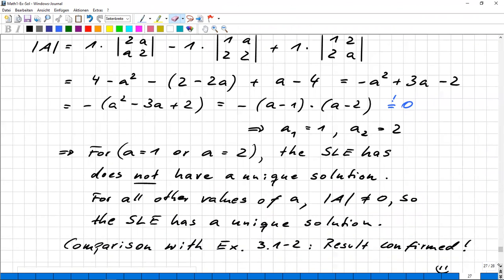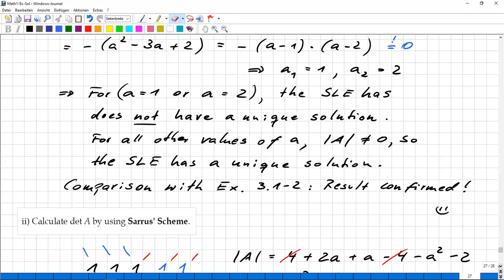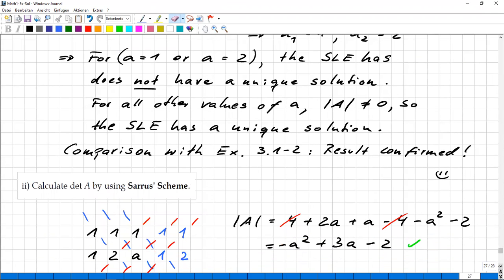And here I put this as a remark, for all other values of A, that's important. This system of linear equations must have a unique solution, because then the determinant is unequal to 0. That's sufficient for a matrix to be invertible. And if it's invertible, it means that any system of linear equations you can represent with it has a unique solution. Okay, now everything is confirmed, which we found in exercise 3.1.2.